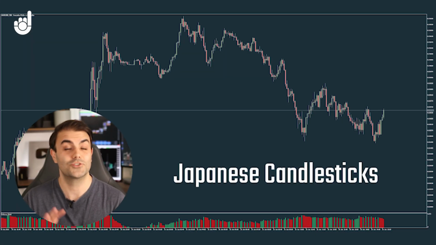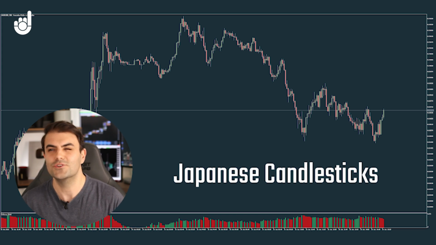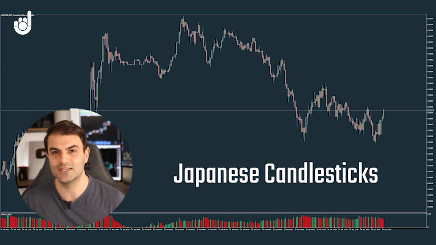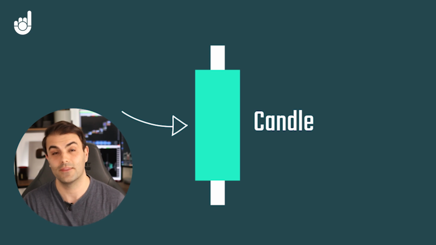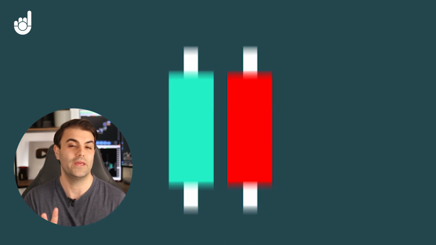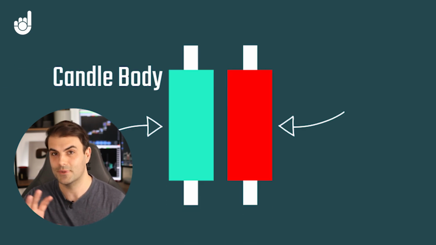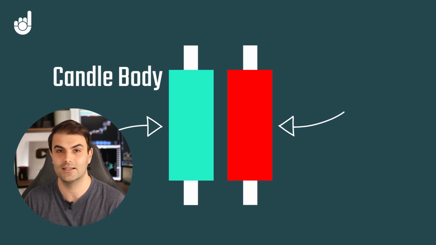The most popular way to follow the price movements on your trading charts is by using a Japanese candlestick chart, usually just referred to as a candlestick chart or candles. This is a single candle, and there are two main parts to it. We have the candle body, which is the middle rectangle part. Often you'll see it filled with a colour, and we'll discuss that in a little while.